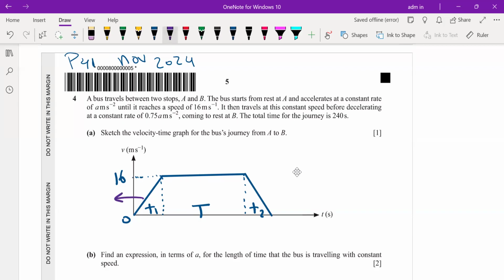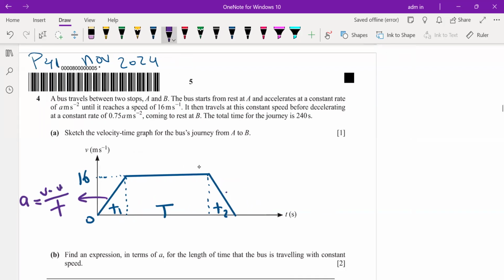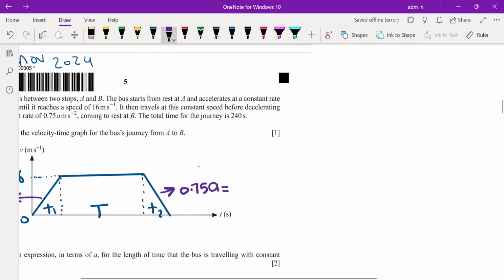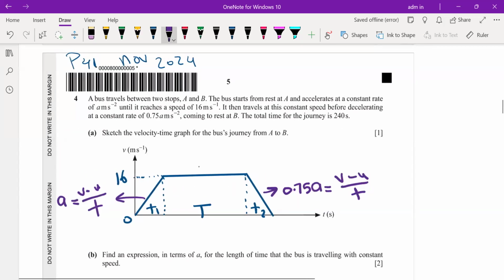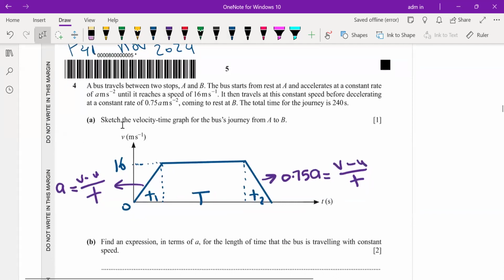As we know, this is A, which is equal to V minus U over T. But this acceleration is 0.75 A, also equal to V minus U over T. He asked to sketch the velocity time graph taking the time as 240. This is part A.